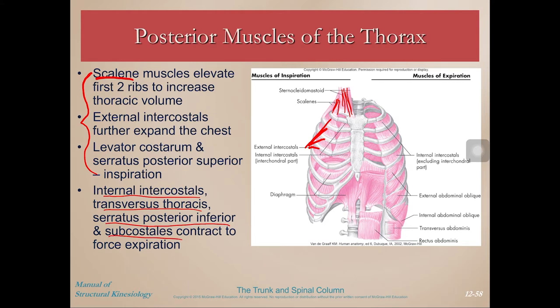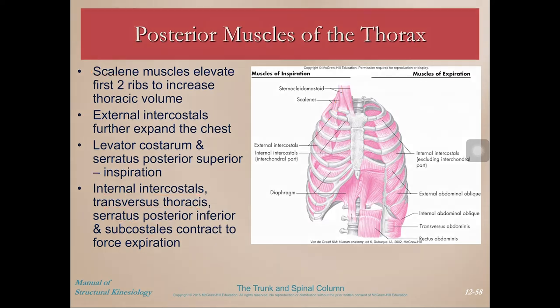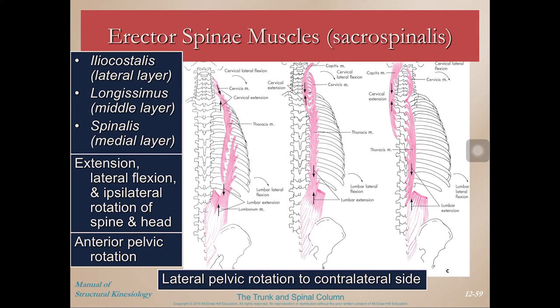So this is when you're blowing air out really hard. And if you want, go ahead right now and take a deep, fast breath in, and then hold it, and then blow out as hard as you can. And you've just activated all of those muscles. Now, your erector spinae muscles. This is one of the larger, and so easier to palpate, but also more complex muscle groups.